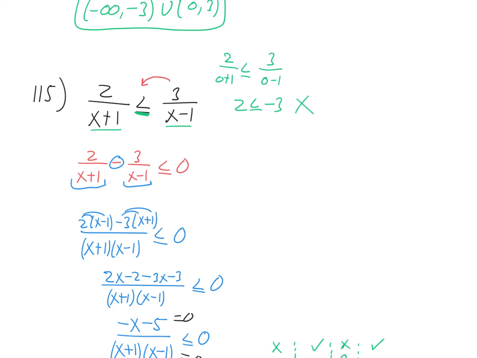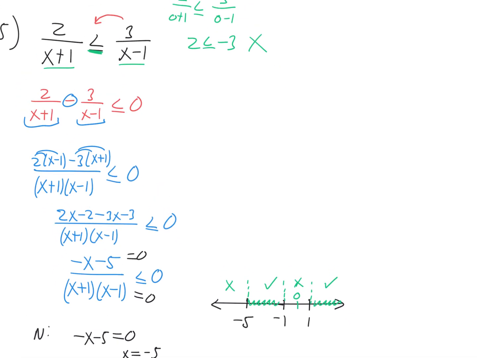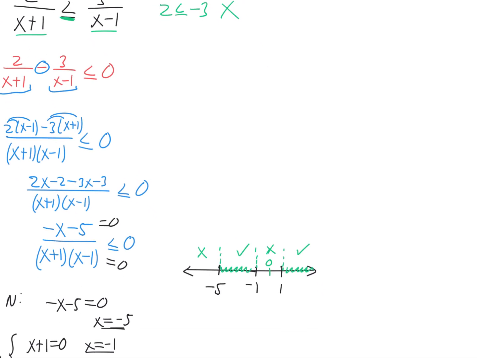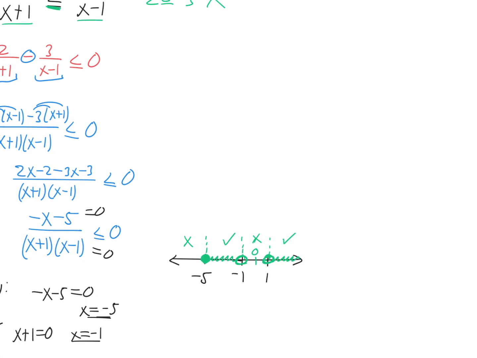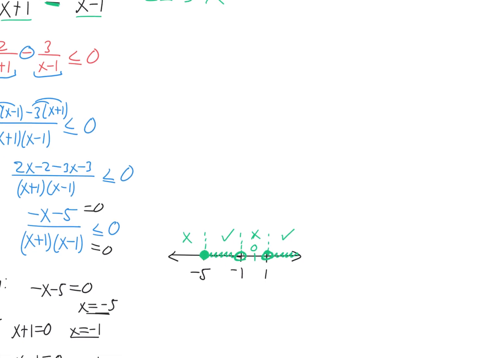So that means I would need open circles over the 1 and the negative 1. So a negative 1 over here and the 1 right here. This 5 is okay. I can have a 0 on the top. That's just going to make my expression equal to 0, and we are allowed to have it equal to 0 because it has the line underneath. But the bottom can never be equal to 0.